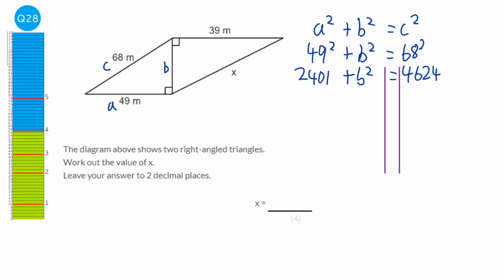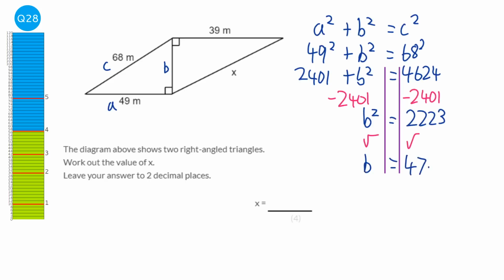And we're going to start by subtracting the 2,401 from both sides. So we've got b squared equals 2,223. Then we're going to square root both sides, and we've got b equal to 47.148, blah blah blah.